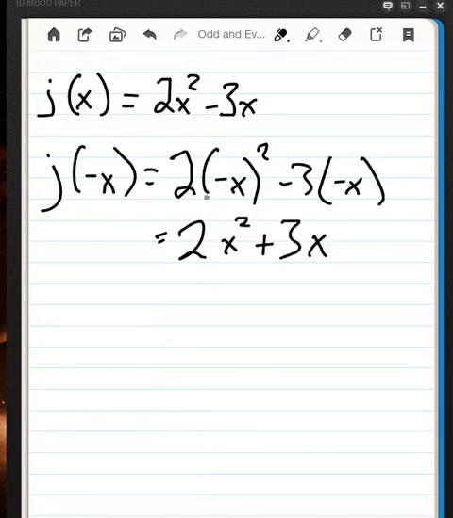Alright, so let's compare this to this. It's not exactly the same, because up here was 2x squared minus 3x. This is 2x squared plus 3x. We can eliminate it being even then, because it's not exactly the same function.